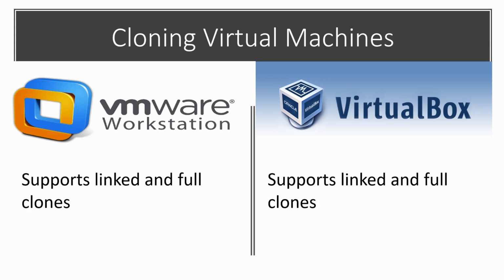Next will be cloning virtual machines. Cloning is beneficial when you plan to deploy multiple virtual machines with the same configuration and setup. Since cloning is a lot faster than copying, you save time and effort. Both VMware Workstation Pro and VirtualBox support linked and full clones. Linked clones are copies of a virtual machine and share virtual disks with the parent virtual machine, while full clones are completely independent copies of a virtual machine and do not share anything with the parent VM.